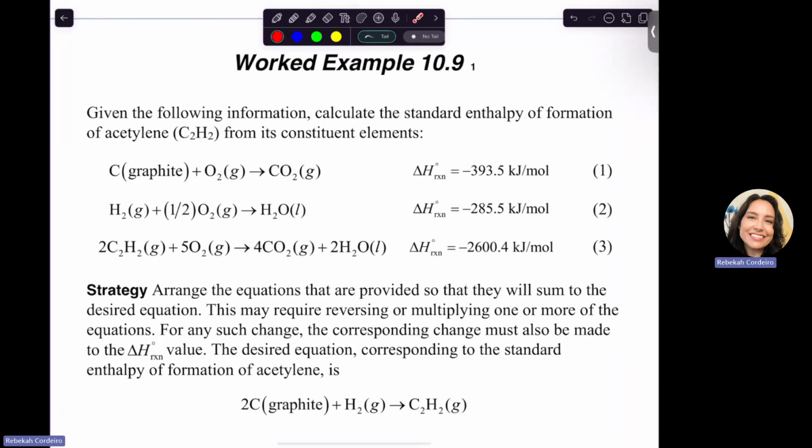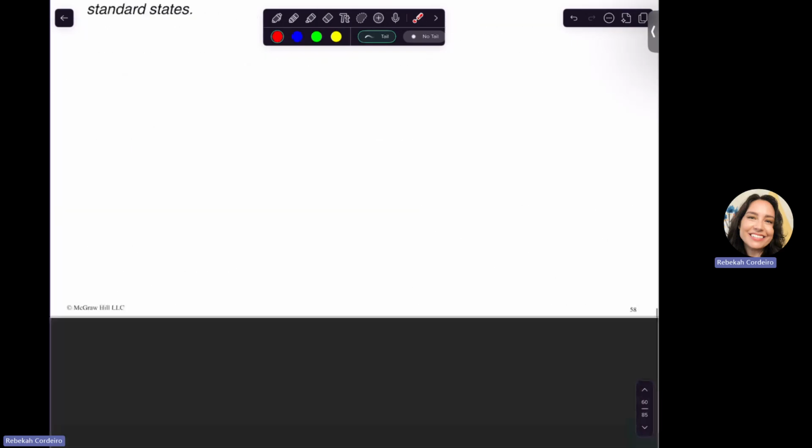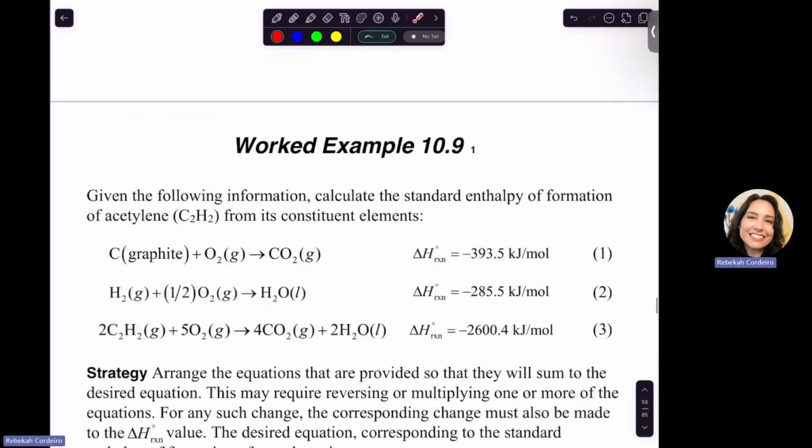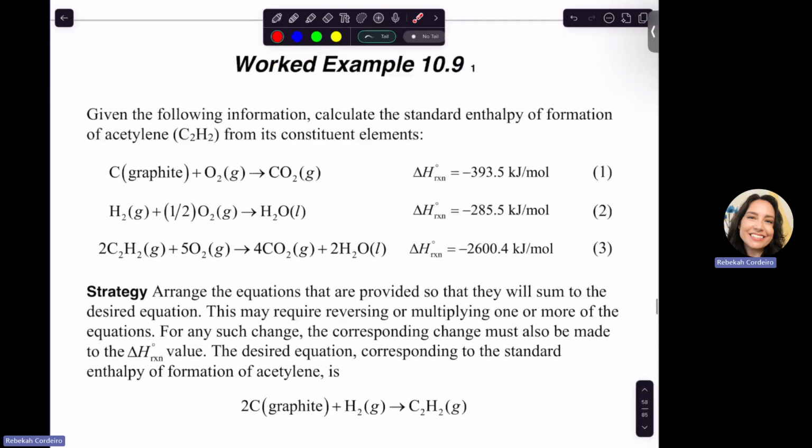All right. Calculate the standard enthalpy of formation of acetylene from its constituent elements. So we're going to combine the two things, enthalpy of formation and Hess's law, for this. What I want you to do is work this out, and we'll definitely go over this in class. It's probably our first example of the day. I just want to make sure that you get this. So try it and then bring it to class and we'll go over it in class.